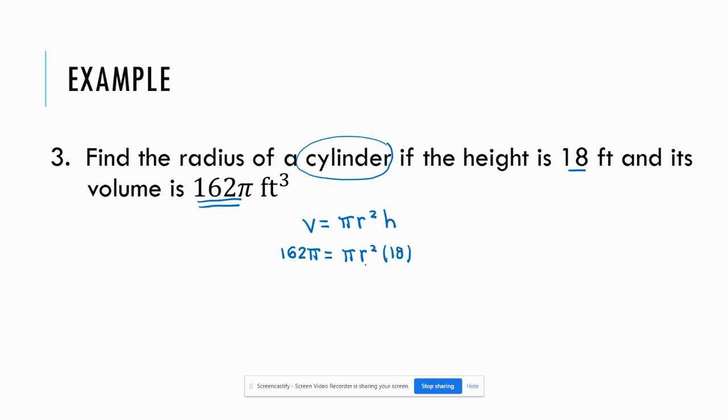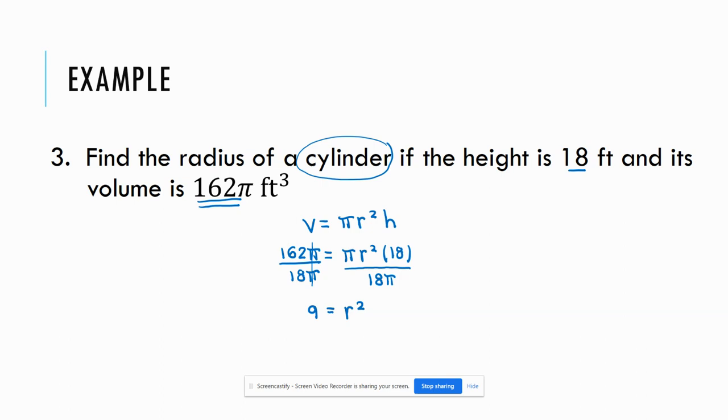So in order to get R by itself, there are two things that are being multiplied by R. There's a pi and there's an 18. Well, the opposite of multiplication is division. So I'm going to divide both sides by 18 pi. The nice part about that is that the pi's cancel, and now we are just dividing two numbers, and we don't have to worry about pi anymore. So now that gives us 9, and that equals our radius squared.